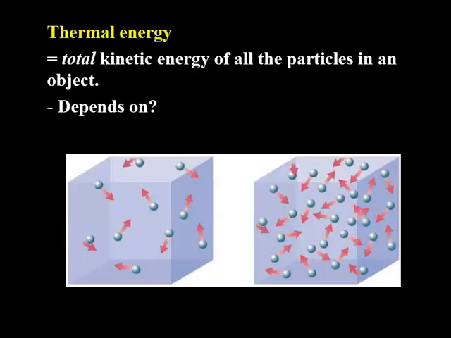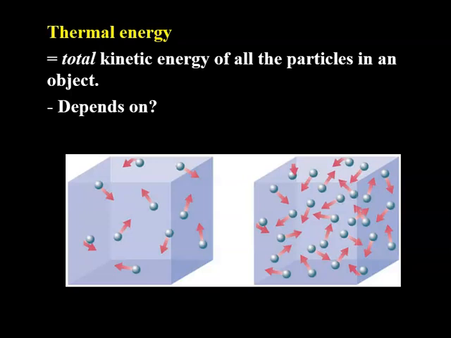We've defined temperature as the average kinetic energy of the particles in an object. Let's look at thermal energy. Thermal energy is the total kinetic energy of all the particles in an object. Temperature is the average kinetic energy, and temperature depends on how fast the particles are moving. Thermal energy is the total kinetic energy. So it's going to depend on the temperature because fast-moving particles are going to have a lot more kinetic energy. What else does it depend on?